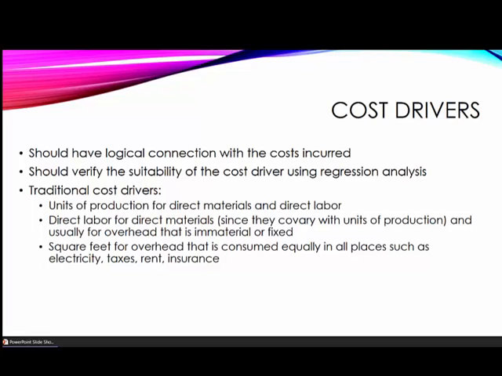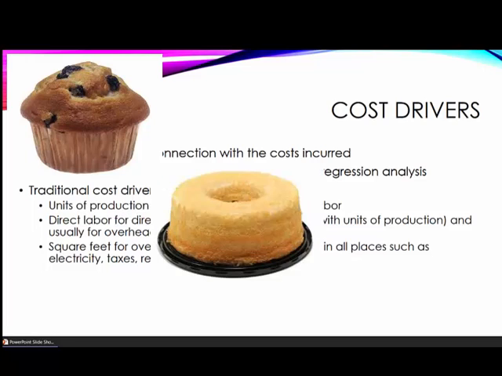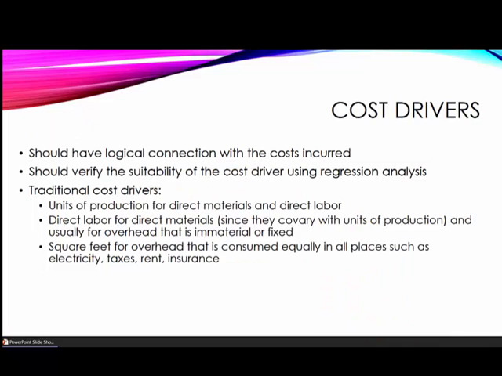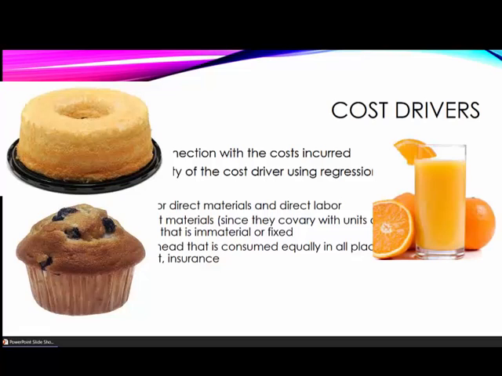Square feet might be a way to allocate things that are consumed equally in all places, like electricity, taxes, rent, insurance. So you look at how many square feet the muffin department takes versus how many square feet the angel food cake department takes versus how many square feet the orange juice department takes. And then you can allocate perhaps electricity, taxes, rent, and insurance with those things. Although maybe not, because if we think about it, muffins and angel food cake both have to be baked. Orange juice does not.